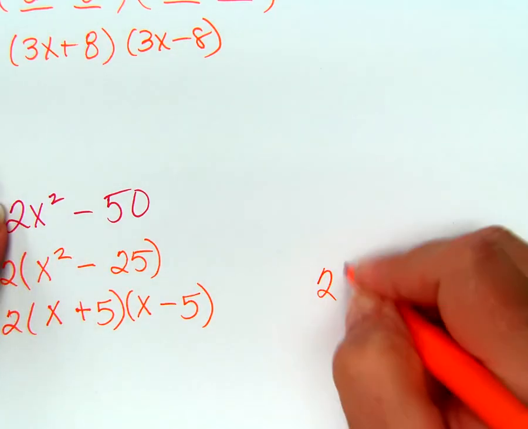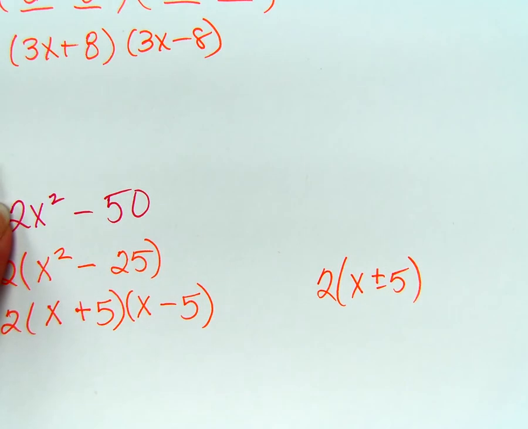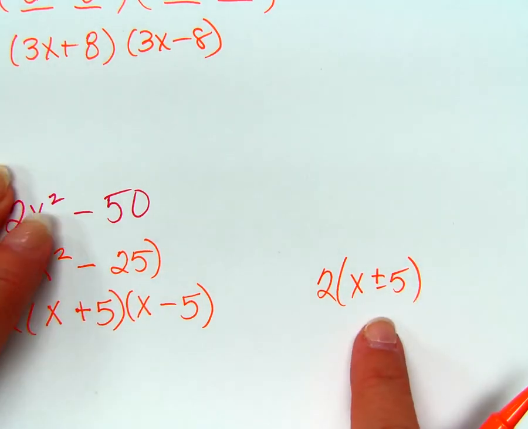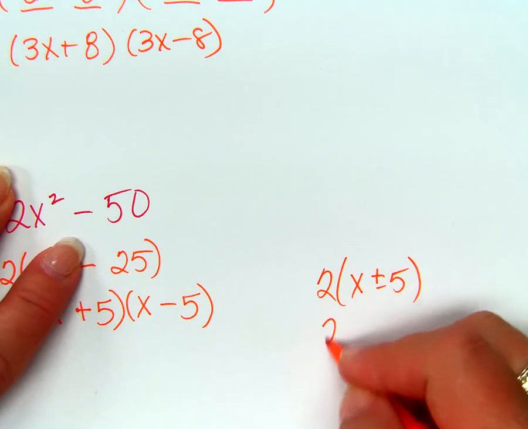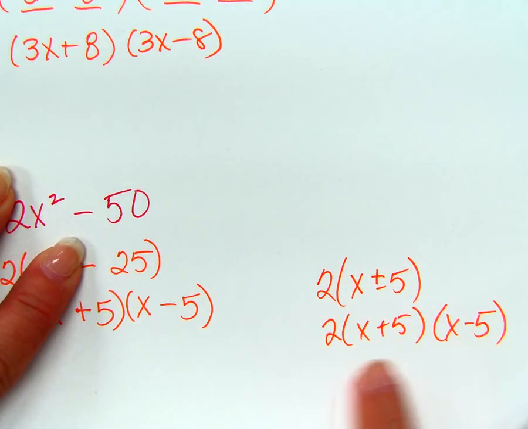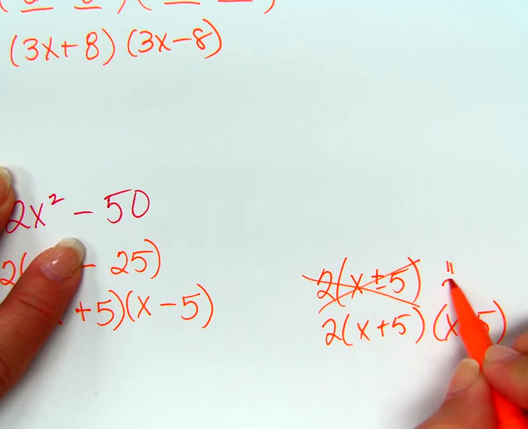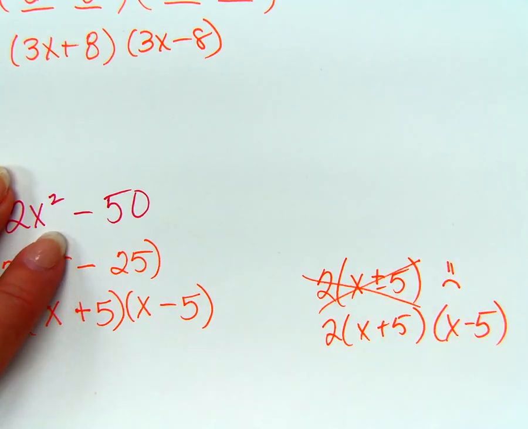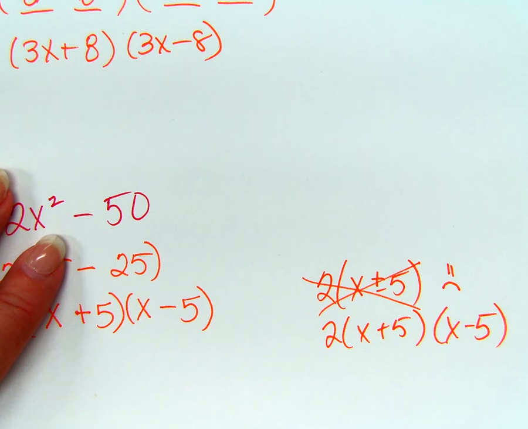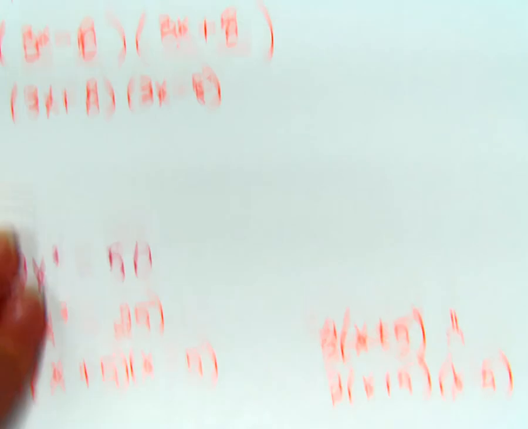Can you put 2 and then x plus or minus 5? No, why not? That's a shortcut we can't take here. Okay? I need all of my factors written out. So it's got to look like that. Not like this. This is bad. See? There's a frowny face. Okay? Questions? Easy or hard? Okay.